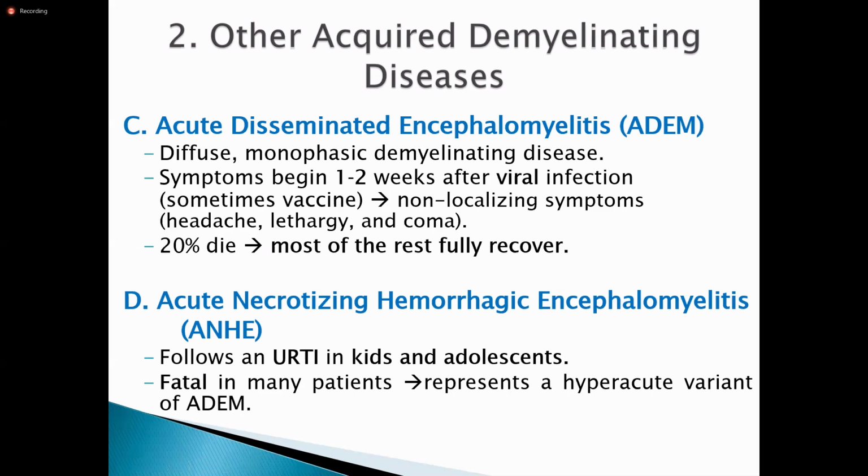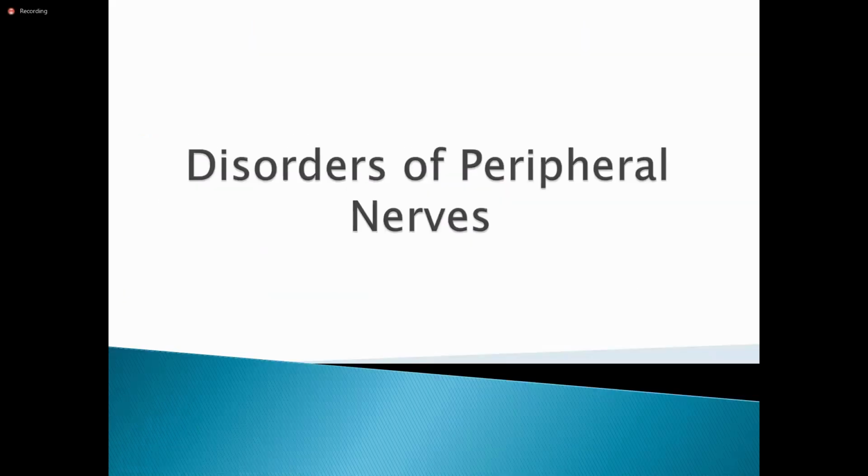The acute disseminated encephalomyelitis is a diffuse monophasic demyelinating disease. Symptoms begin 1 to 2 weeks after viral infection or a vaccine: non-localizing symptoms and headache, lethargy, and coma. 20% die, most of the rest fully recover. So acute viral infection إما بعطي acute disseminated encephalomyelitis where most of the patients recover، أو acute necrotizing hemorrhagic encephalomyelitis and most of these patients die. It depends how the host interacts with the virus.